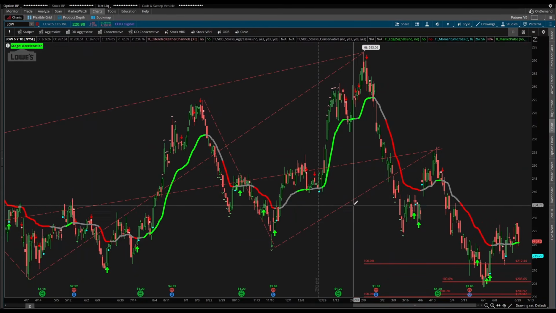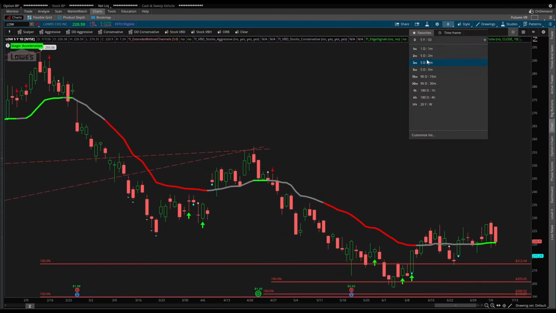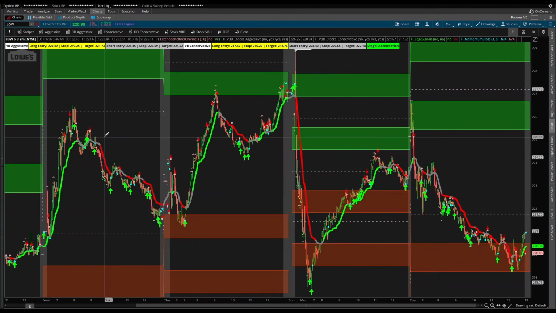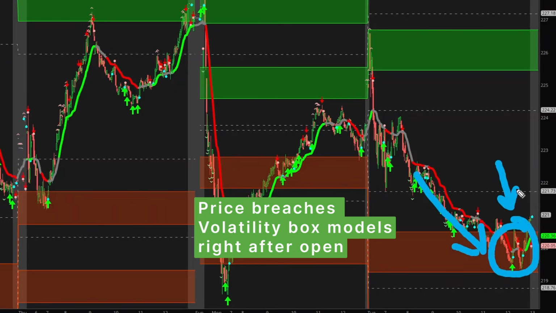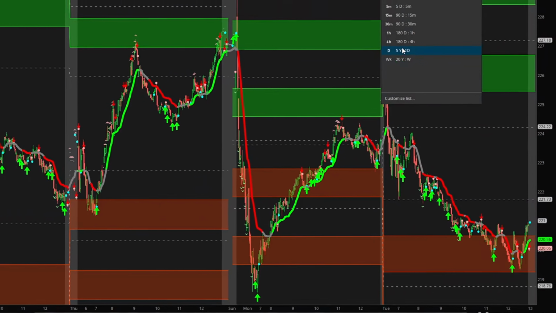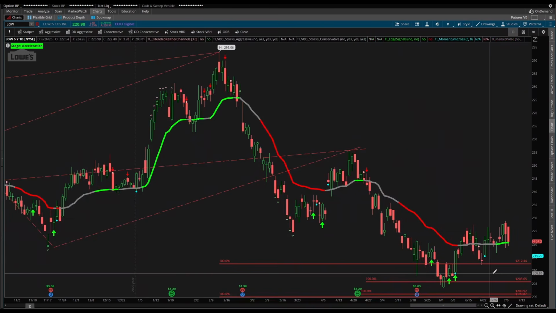I used today's volatility in Lowe's as an opportunity to enter. What I mean by today's volatility, into the close, we hit our aggressive volatility box models, and I used that build up to build a longer term position for what I think will be a trend reversal in Lowe's. So that's setup number one inside of Lowe's.